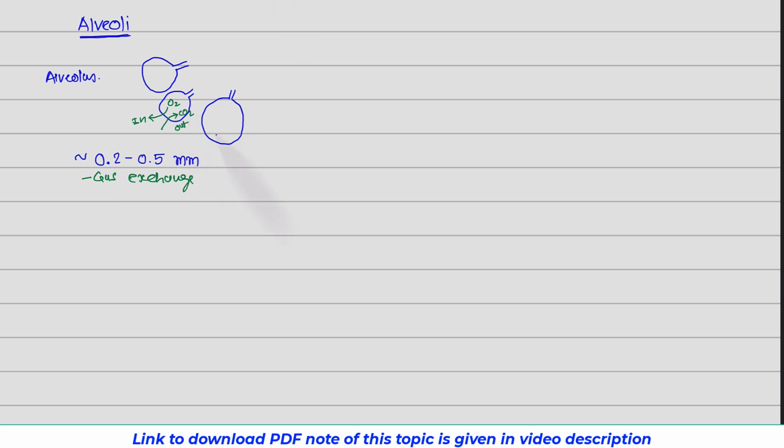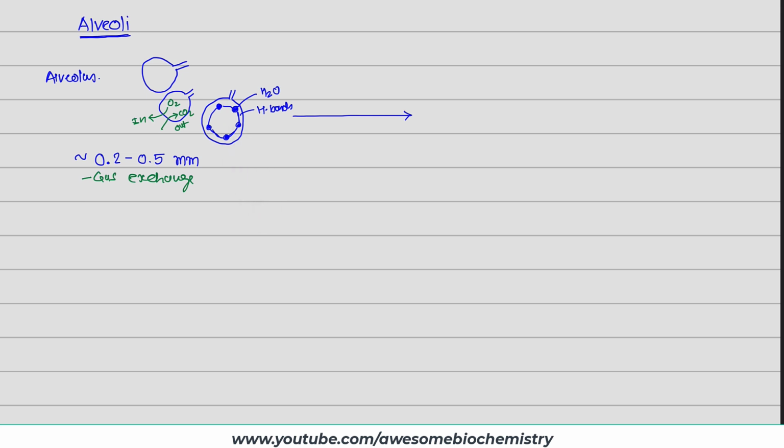The inner wall of each alveolus is lined with water molecules. Suppose these small circles represent water molecules. These water molecules attract other water molecules through hydrogen bonds with neighboring water molecules. This creates an elastic-like tension called surface tension. And here is the problem.